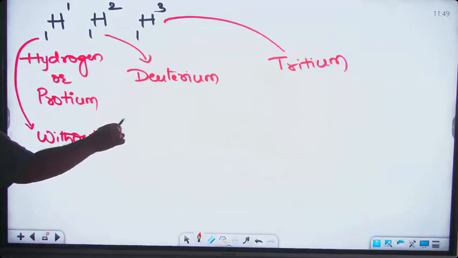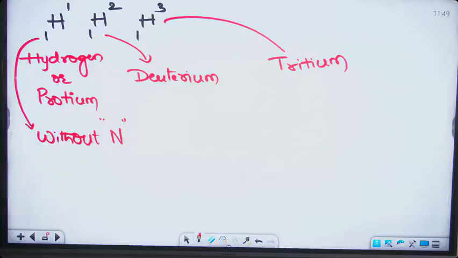Hydrogen is the only element in the periodic table without neutrons.